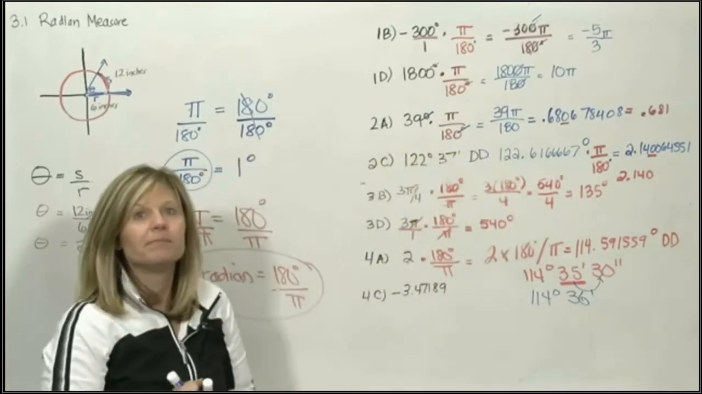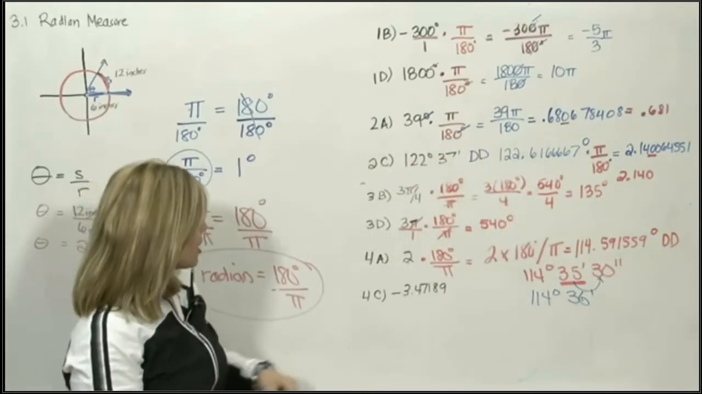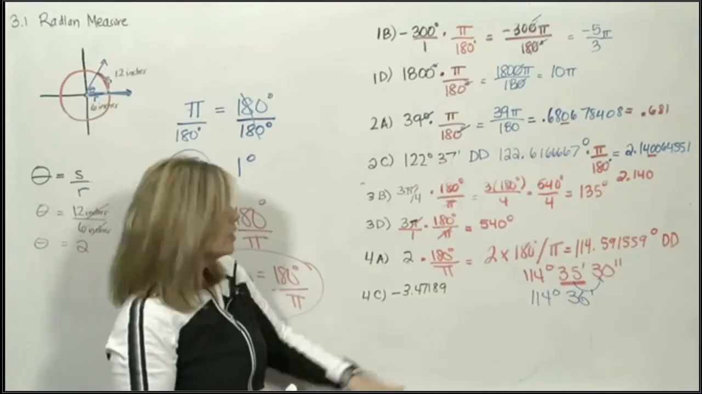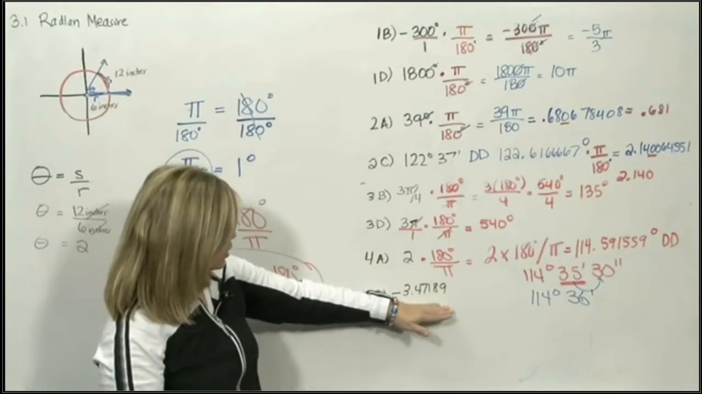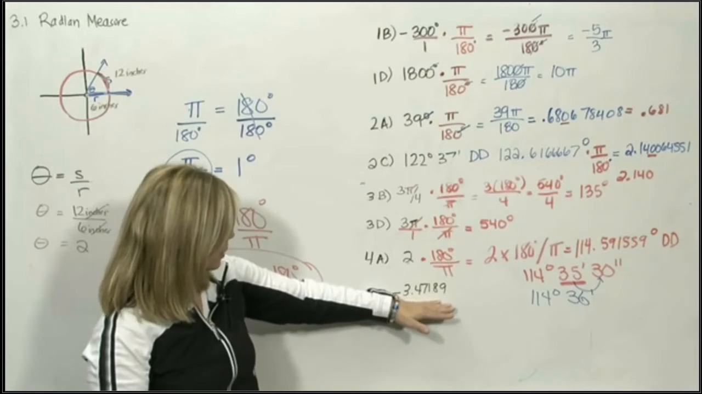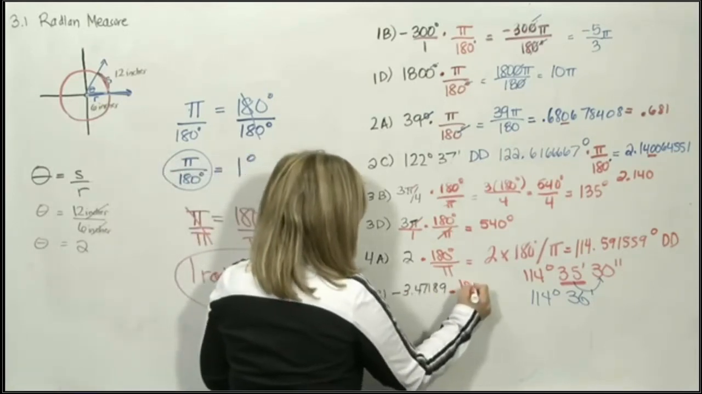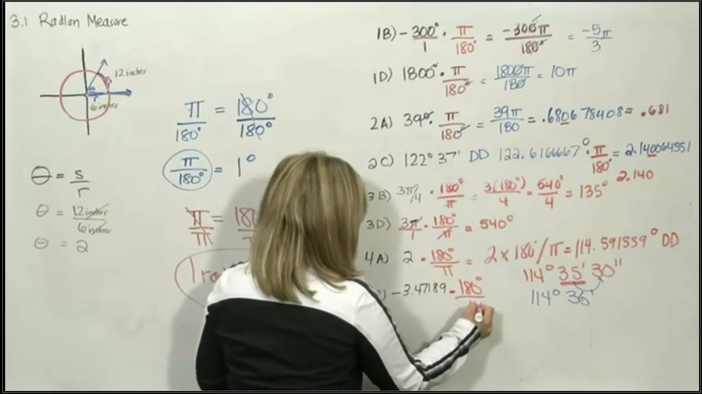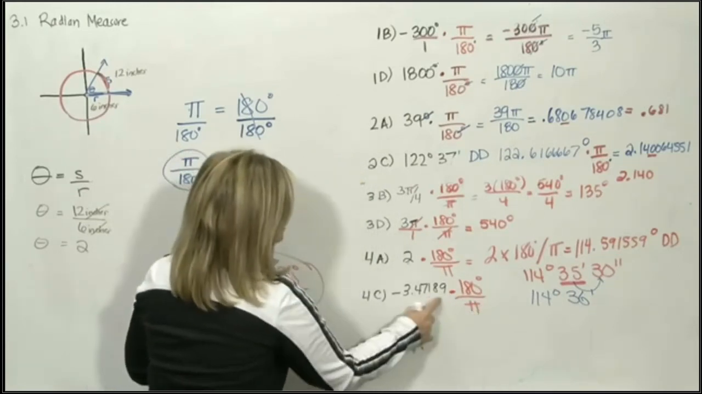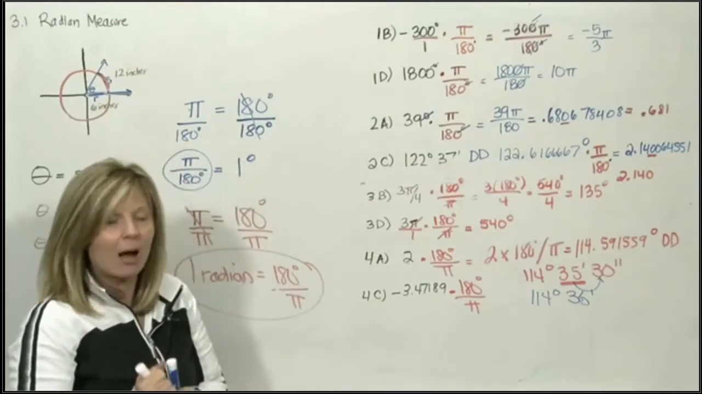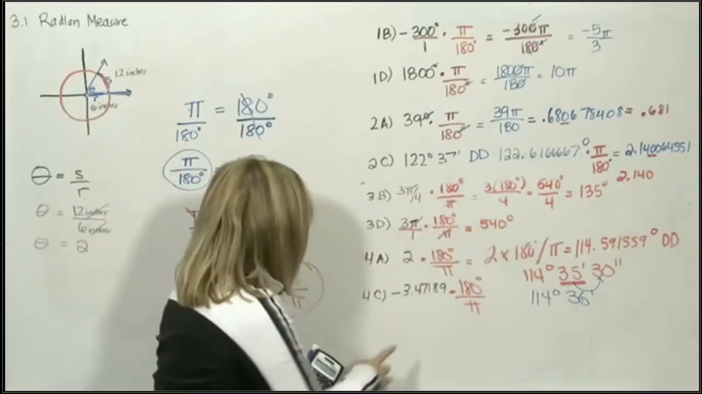There we go. All right, let's try one more. Let's do 4C. So this is radians because it's a number. I know it's an ugly number, but it's a number. We're going to convert it to degrees. The conversion is 180 degrees divided by pi. There is no pi symbol to cancel. That's why we're going to need our calculator.